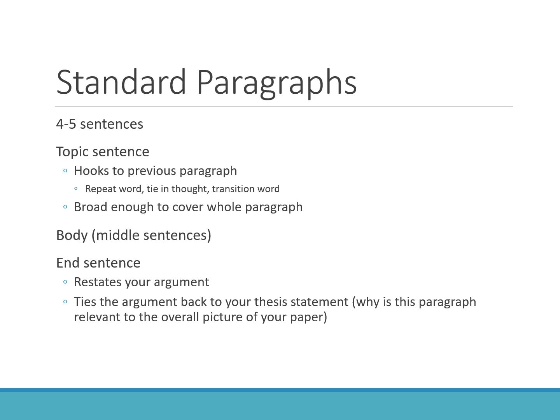In the paragraph level organization, you should have a topic sentence. So your topic sentence should hook to the previous paragraph, repeat a word, tie in a thought, have a transition word, and should be broad enough to cover the whole paragraph. So it's a topic sentence. The body is going to be the bulk of the evidence that you have to fill in the details. And then the end sentence in a paragraph is going to restate your argument and, very importantly, ties the argument back to your thesis statement.